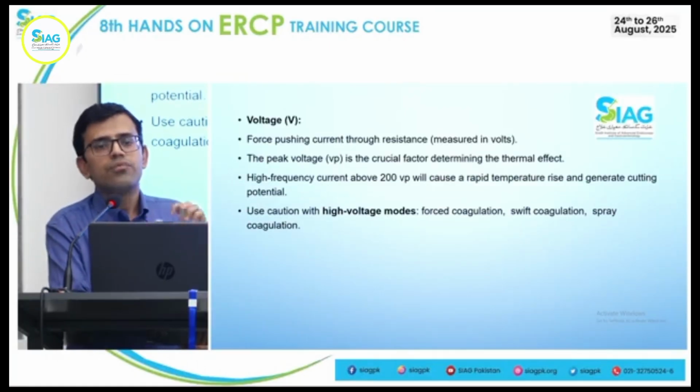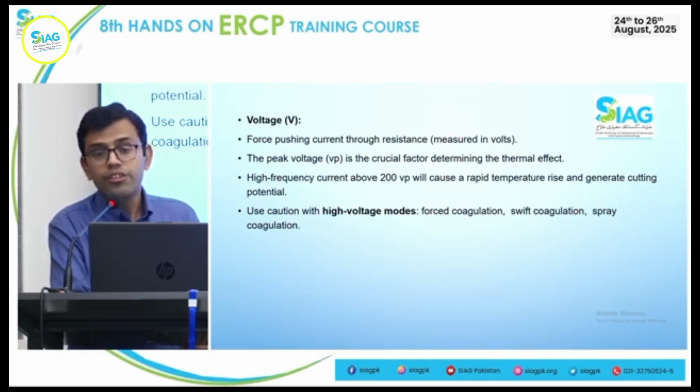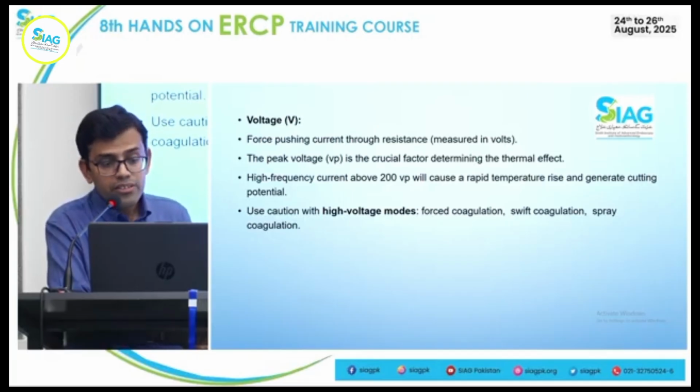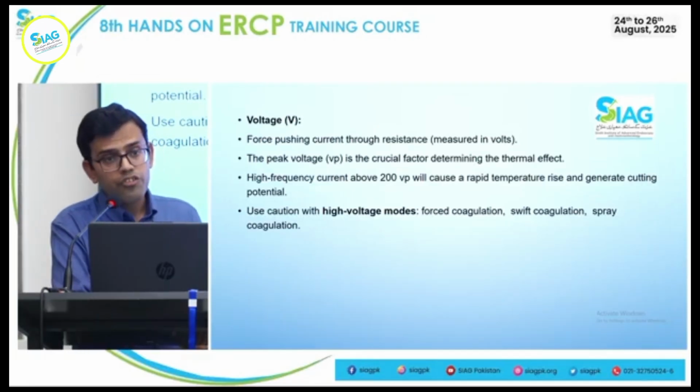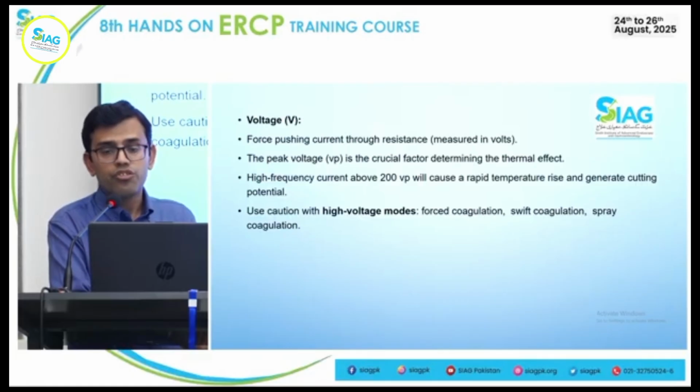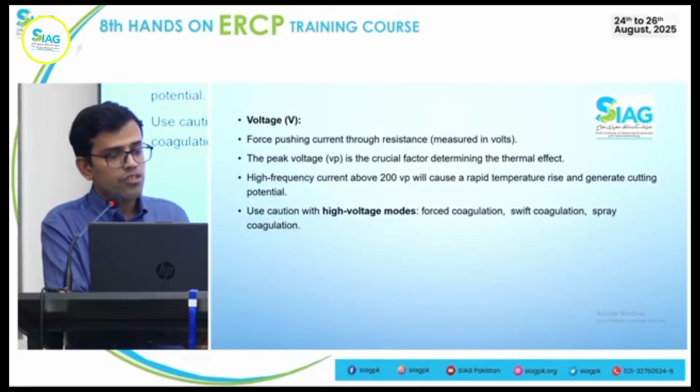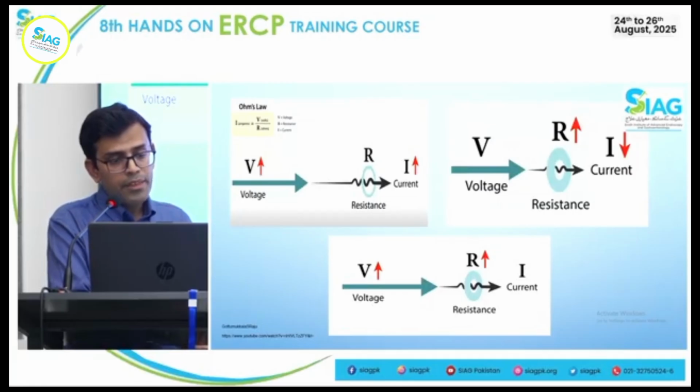Voltage, we all know, is a force that pushes current through the circuit. And peak voltage, as I mentioned, is the most important factor. So if a high frequency current goes above 200 peak voltage with a rapid rise in temperature, that will generate a cutting current. There are some examples of high voltage coagulation modes as well. We will see, like forced coagulation, swift coagulation, and spray coagulation. We use them more in third space endoscopy.